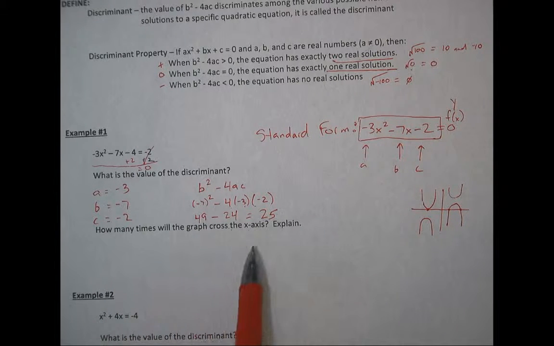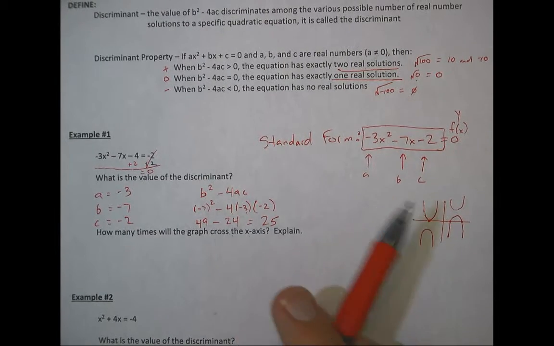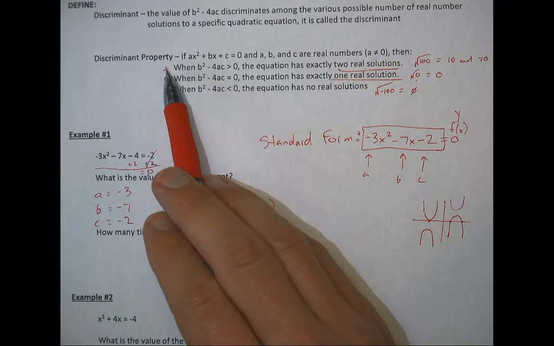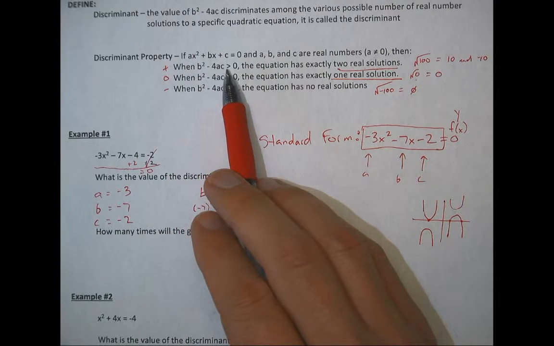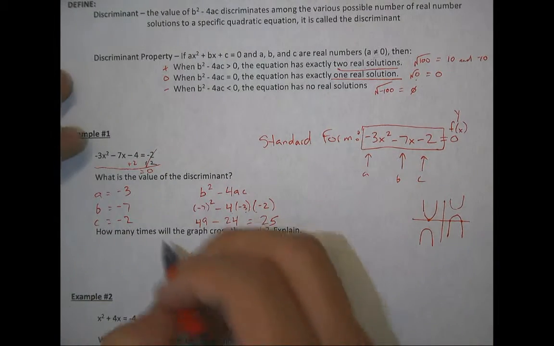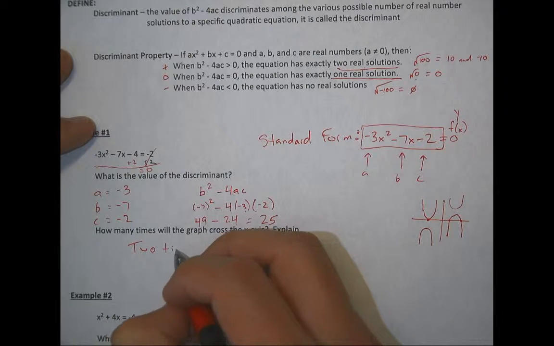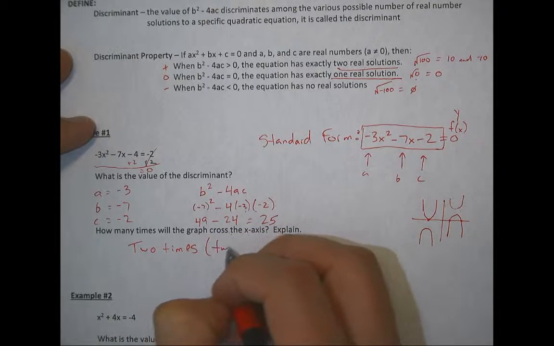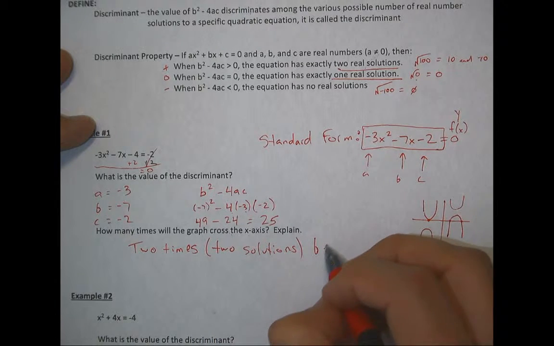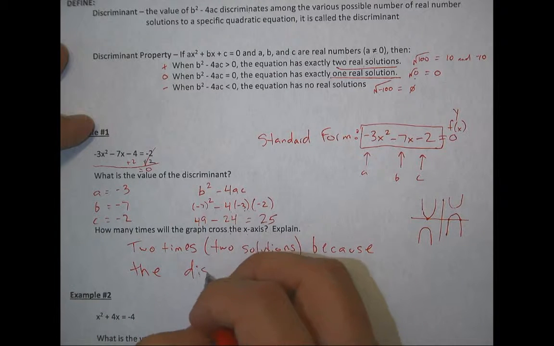So how many times will the graph cross the x-axis? Which one of these will it look like? So if I go back up to my properties, if we have a positive number, if the value of the discriminant is more than 0, so positive, there's going to be 2 real solutions. So how many times will this cross the x-axis? 2 times. Or you could say 2 solutions. Because the discriminant is positive.